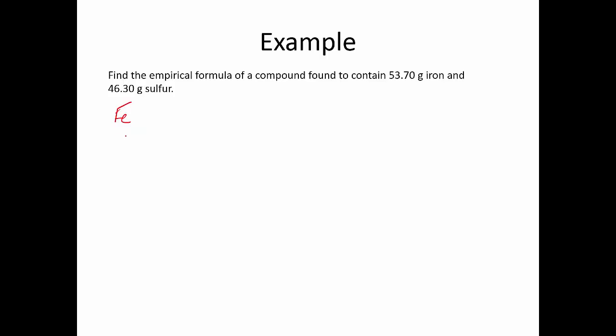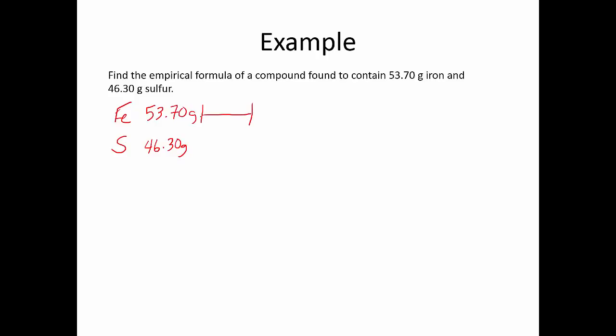So you have iron and you have sulfur. Make yourself kind of do it kind of linear. You have 53.7 grams of iron and you have 46.3 grams of sulfur, because we can start working these at the same time. Okay, so our next step.